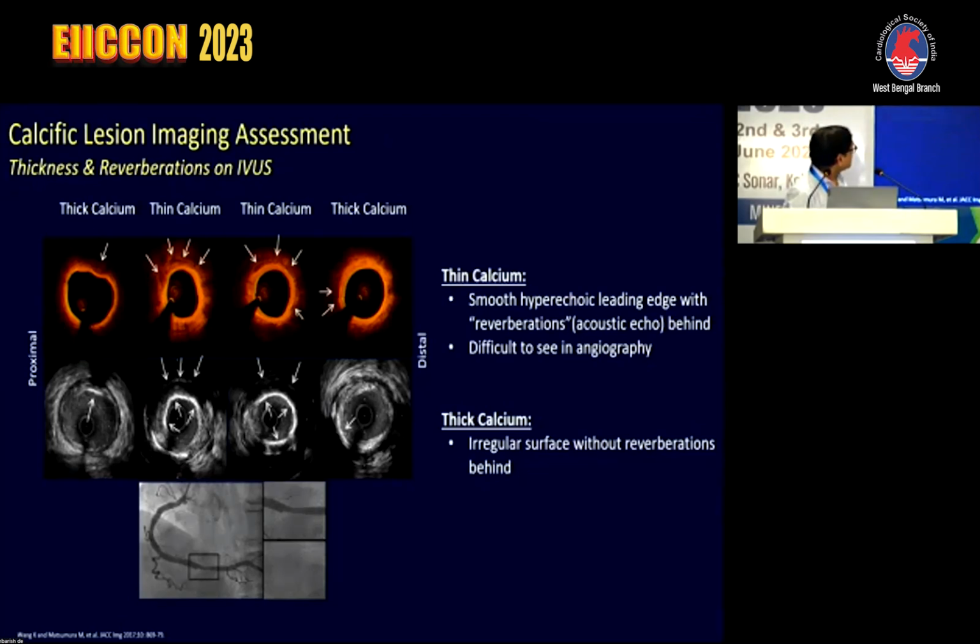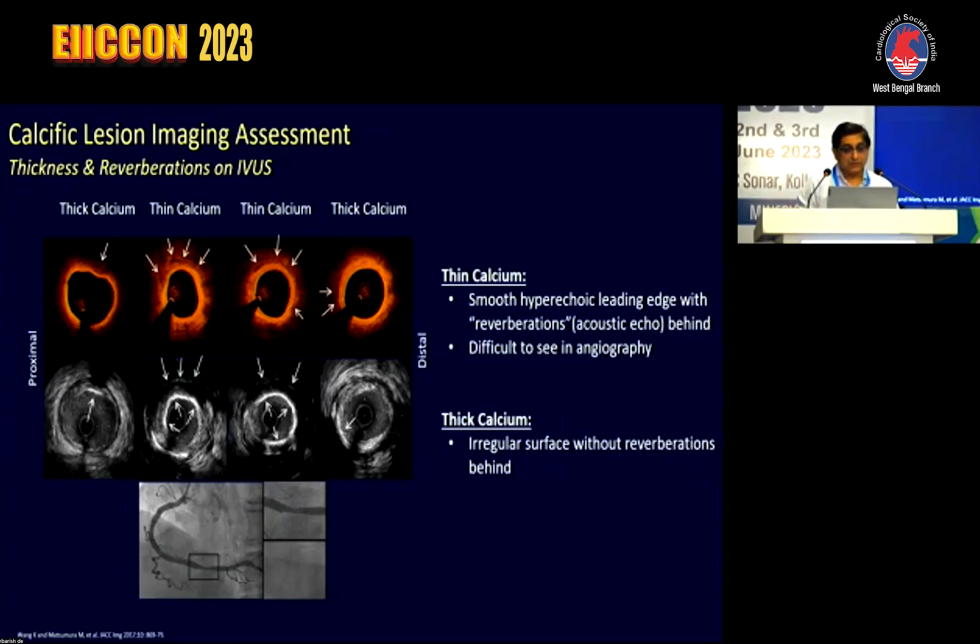So you can see one reverberation here, one reverberation here. And if you have reverberations, this means that this is thin calcium. This is not thick calcium. If you can't see anything at all, then it is more likely to be thick calcium.